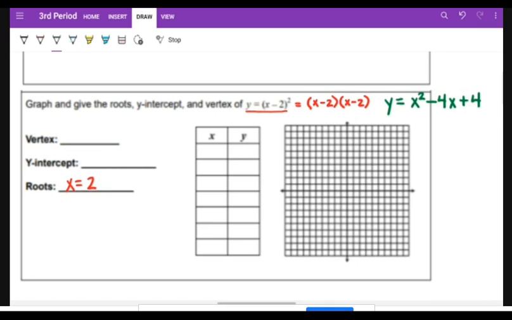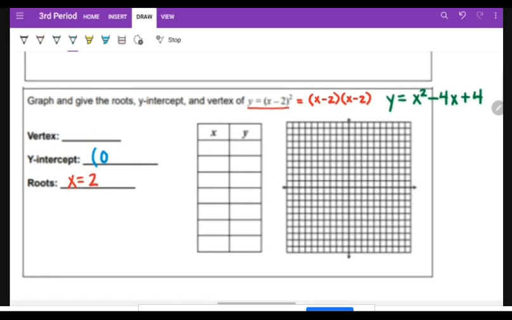And that helps us find our y-intercept, which is 0, 4. And our vertex is -b over 2a, so that'll be 2. And then we plug that 2 back into the equation, and that gives us our y value, which is 0. So double check yours. Does anybody have any questions about these? Did you get them wrong and you're wondering why?